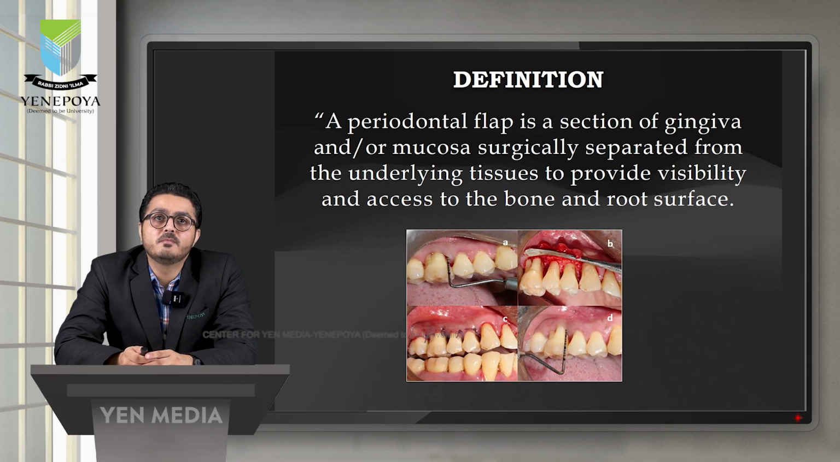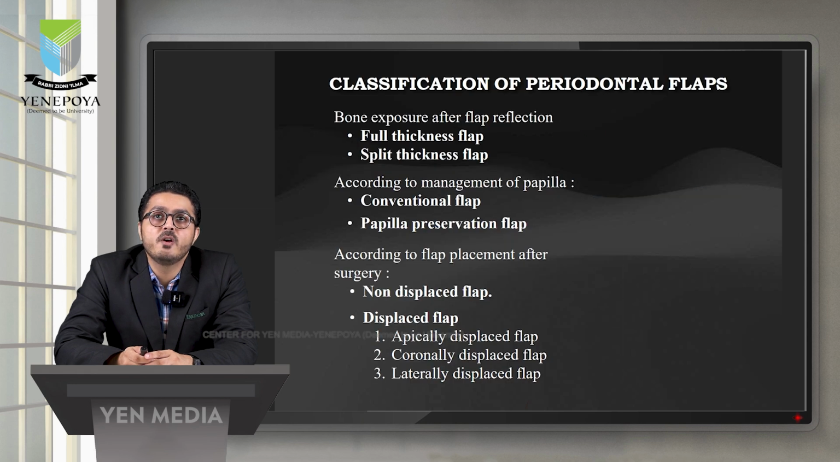So what is a flap? Basically, a flap is a section of gingiva and/or mucosa which is surgically separated from the underlying tissue to provide visibility and access to the bone and the root surface. Now, how do we classify this periodontal flap?